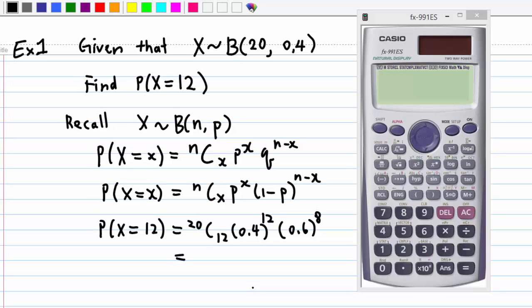Using the normal calculator, 20 C 12 times 0.4 power 12, move down, times 0.6, close bracket, power 8. This will give us 0.0355.